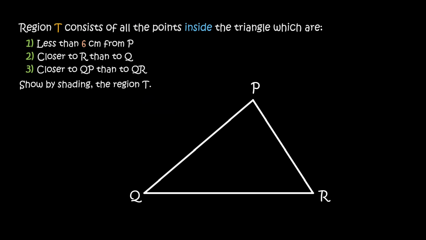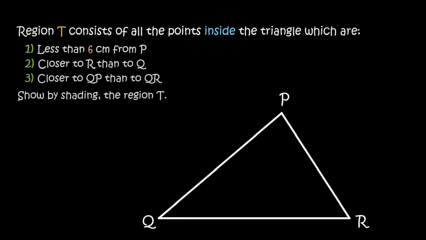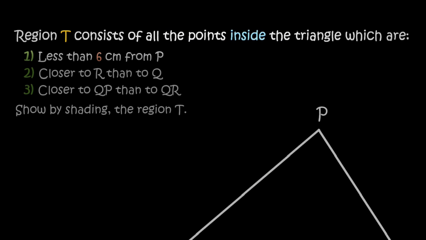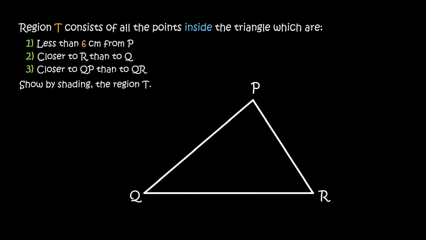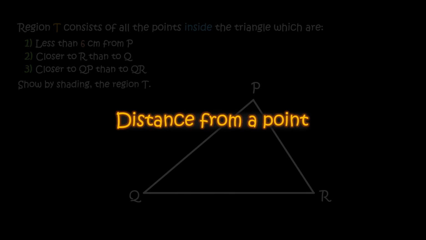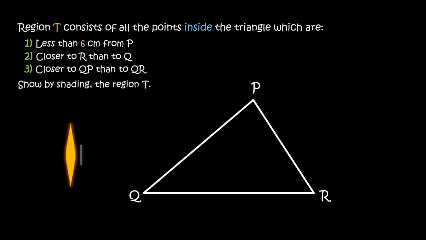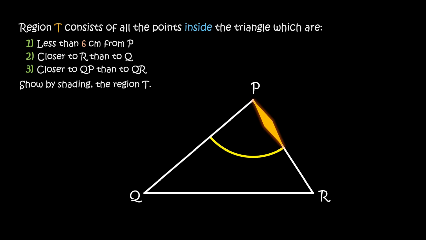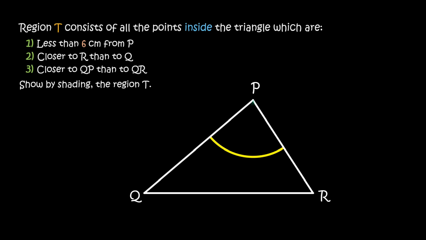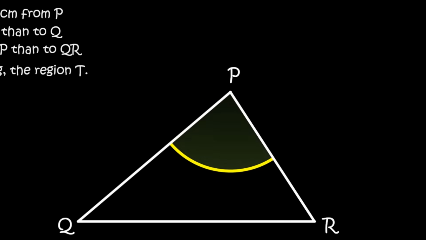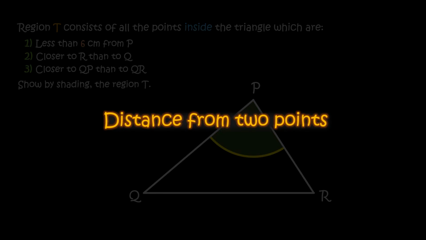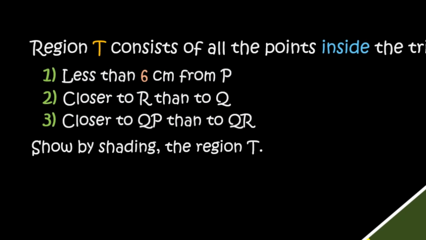Now let's take a look at a question that sums up what we have learned so far. Region T consists of all the points inside the triangle, which are less than 6 centimeters from P. If you remember, this part is talking about the first category we learned, distance from a point. Extend the compass to 6 centimeters using a ruler, then place the needle at point P, then draw an arc around it. Remember, the question states the region T is inside the triangle, so there's no need to draw the whole circle. Lastly, let's shade the region that is less than 6 centimeters from P, which is the region inside this arc. The second part is about distance from 2 points, R and Q.